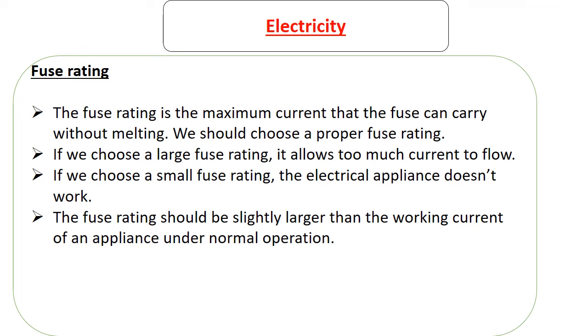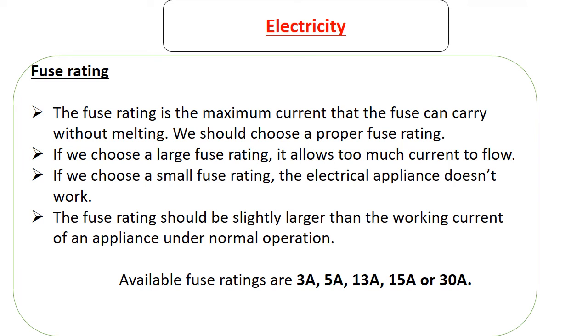But there are standard fuse ratings out there. These are the available fuse ratings: 3 amps, 5 amps, 13 amps, 15 amps, or 30 amps. So if your appliance works with 12 amps, you can choose the 13 amps. It's the one that is closest to 12. If your appliance works with 4 amps, you have to choose the 5 amp because 5 is a bit bigger than 4. You can't choose 3. 3 is smaller than 4. You have to choose slightly larger than the working current.